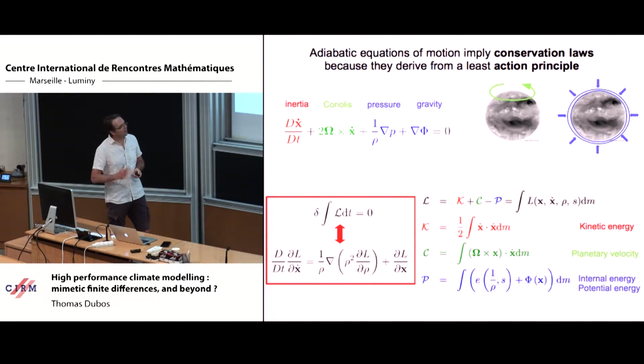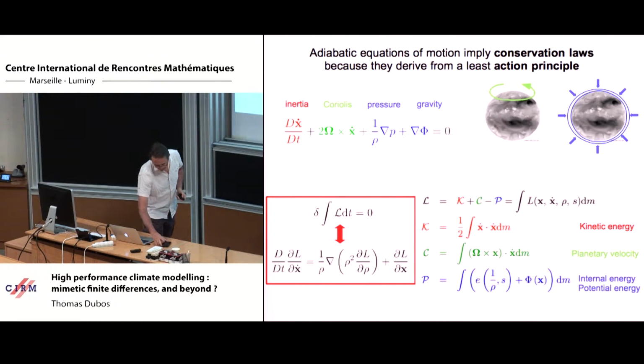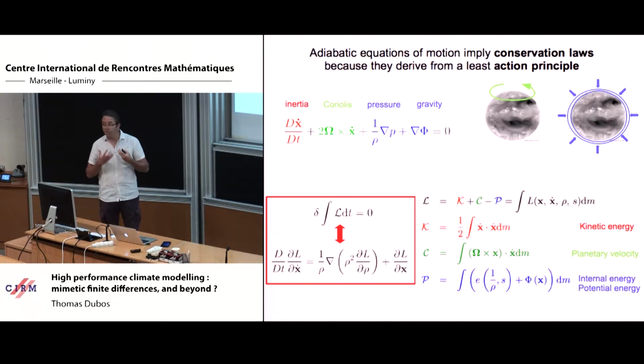So if now we're convinced we should conserve energy, we can reflect on where this conservation of energy comes from. It comes from the fact that our equations of motion have a variational structure. They come from the least action principle. And if you have equations of motion deriving from a least action principle with the Lagrangian being time independent, then you conserve energy.